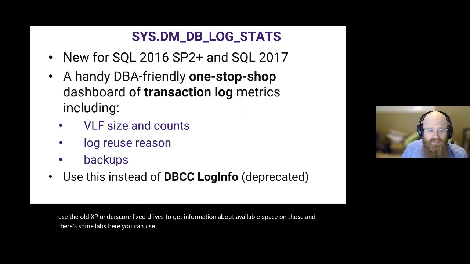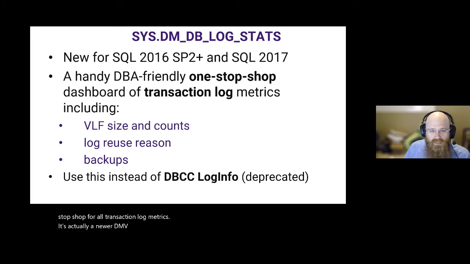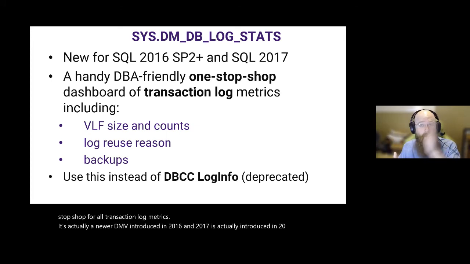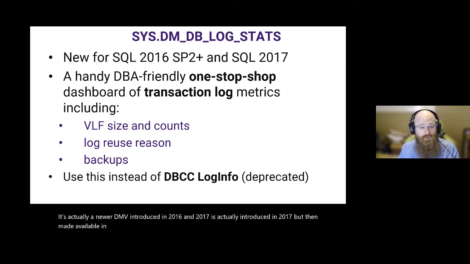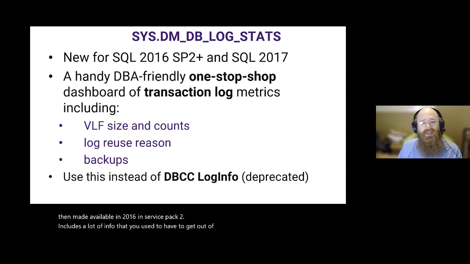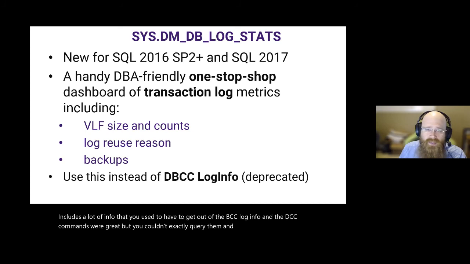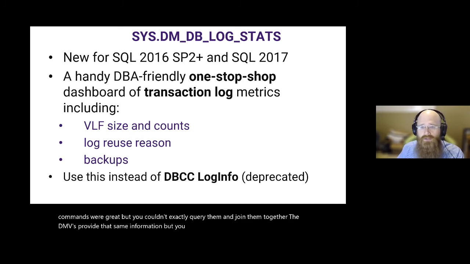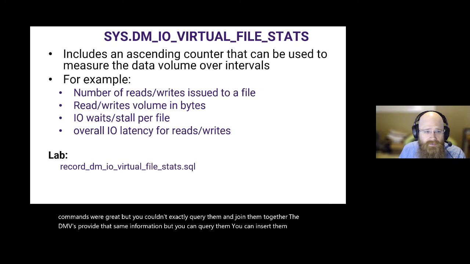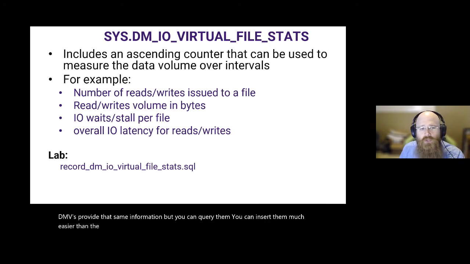DM DB log stats is a one-stop shop for all transaction log metrics. It's actually a newer DMV introduced in 2017, but then made available in 2016 in Service Pack 2. It includes a lot of info that you used to have to get out of DBCC loginfo. And the DBCC commands were great, but you couldn't exactly query them and join them together. The DMVs provide that same information, but you can query them and insert them much easier than the DBCC stuff. DM IO virtual file stats includes an ascending counter that can be used to measure data volume over intervals.